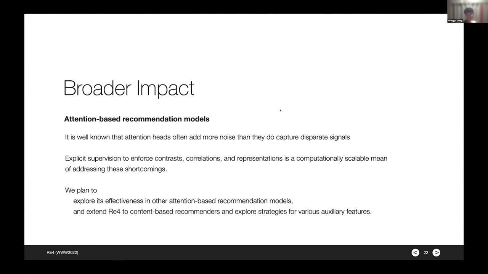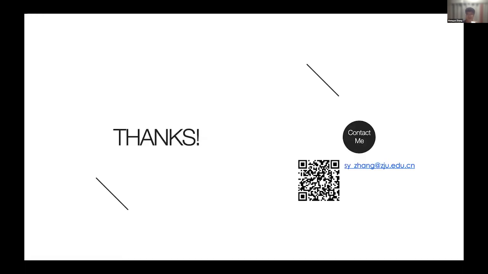Actually these comments are from a reviewer of the WWW. In the future, we'll also aim to explore the effectiveness of our work in other attention-based recommendation models, and extend RE4 to other settings such as content-based recommenders, and explore whether there are more interesting backward flow strategies for different tasks with those auxiliary features such as images and news titles. And that's all my presentation.